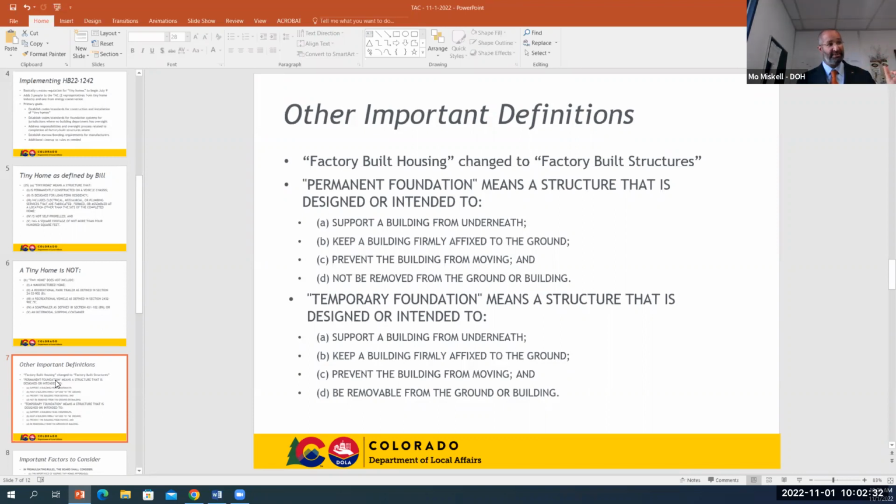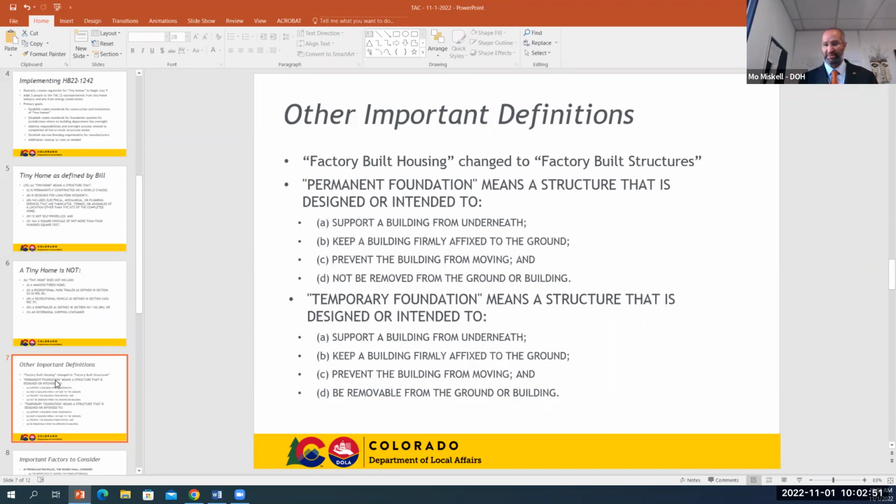They're all the same until you get to paragraph D. So for a permanent foundation, in essence, it's not to be removed from the ground or building. What does that mean, right? Versus a temporary foundation, which allows it to be removable from the ground or building. What does that mean, right? So there's opportunity there for clarification if needed.